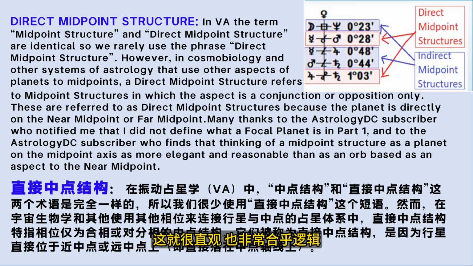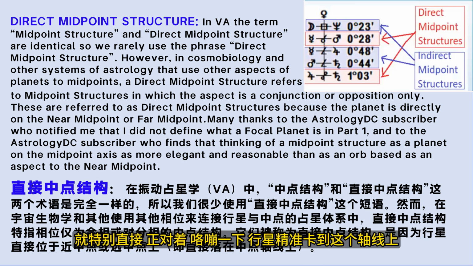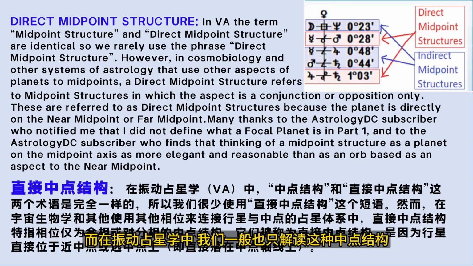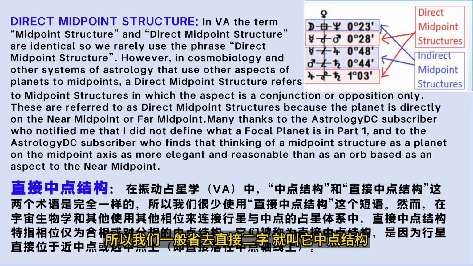Very straightforward. It makes a lot of sense. It's direct. It's a straight on, boom. Planet is right on that axis. Well, that's the only midpoint structure that we typically interpret in vibrational astrology. So we don't need the term direct midpoint structure.